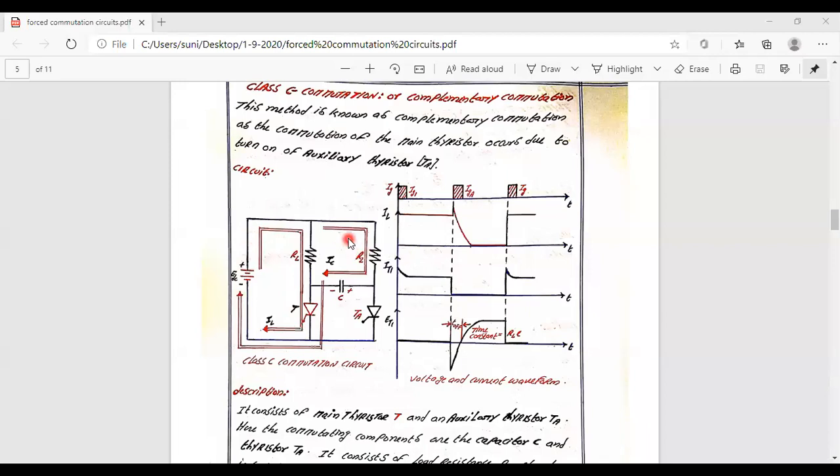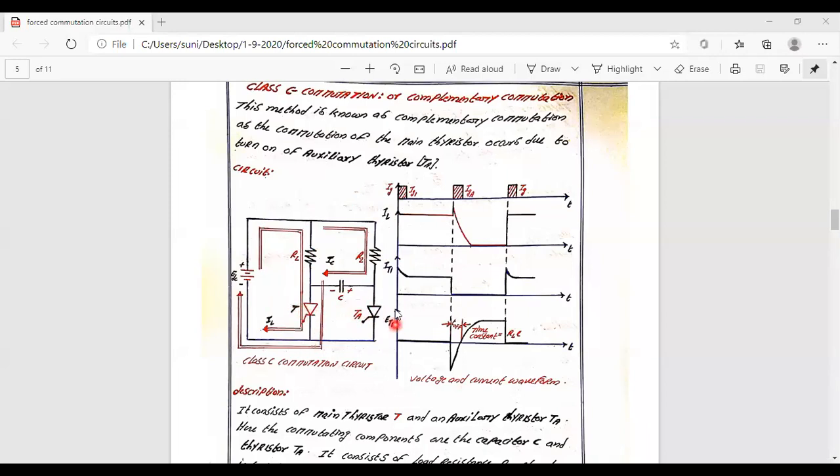Whatever that is connected in parallel with this resistor and switching device, this is going to be the complementary circuit. So the complementary circuit consists of a load resistance R2, capacitor, and a complementary device or an auxiliary device. How it is going to happen here means, initially the two devices are going to be in the off state.